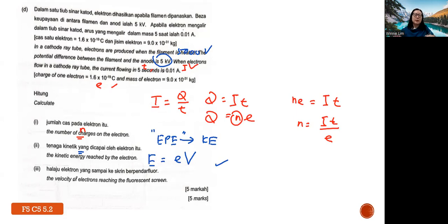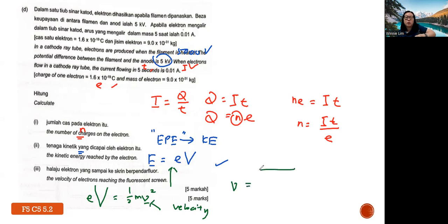Then lastly, the velocity of the electron reaching the fluorescent screen. The general formula is that eV should be equal to half m v squared, and this v refers to the velocity. That's why the v is slightly curvy, a bit different from the voltage. If you rearrange the formula, you will have v equals the square root of 2eV over m.